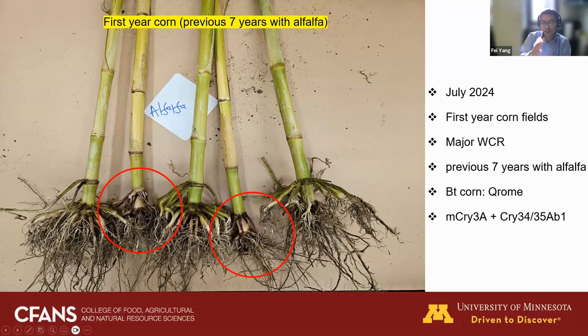So this probably suggests we have some rotation resistant populations in that area, plus these are BT traits. So these rootworm populations have a dual resistance mechanism, both rotation resistance and BT resistance.